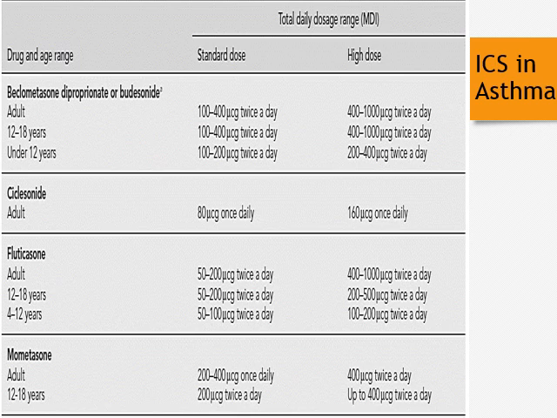The last drug in this class is mometasone, which can be given to adults as a standard dose of 200 to 400 microgram once daily and the highest dose of 400 microgram twice a day. Mometasone can be given in the age group of 12 to 18 years in the dose of 200 microgram twice a day, or as a highest dose up to 400 microgram twice a day.